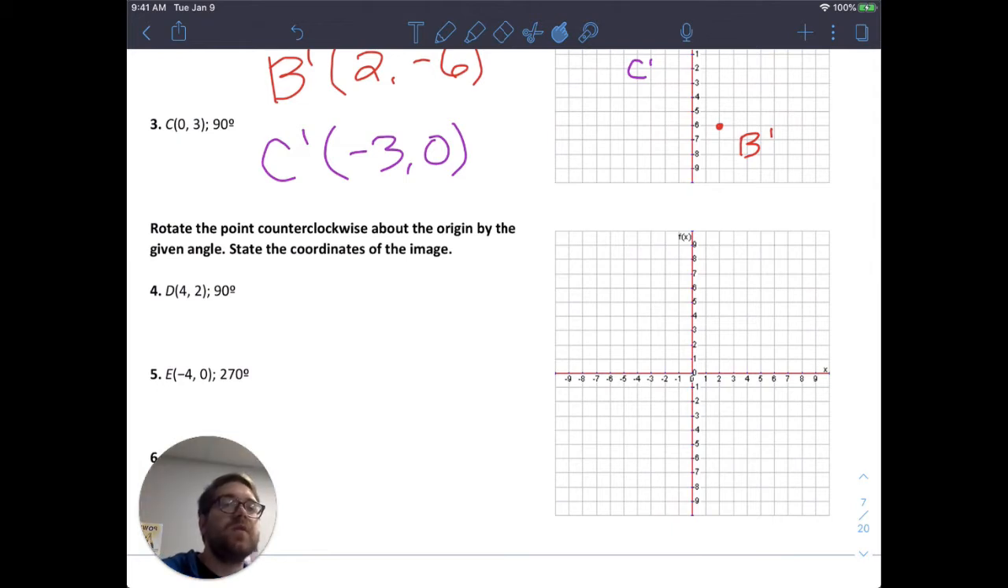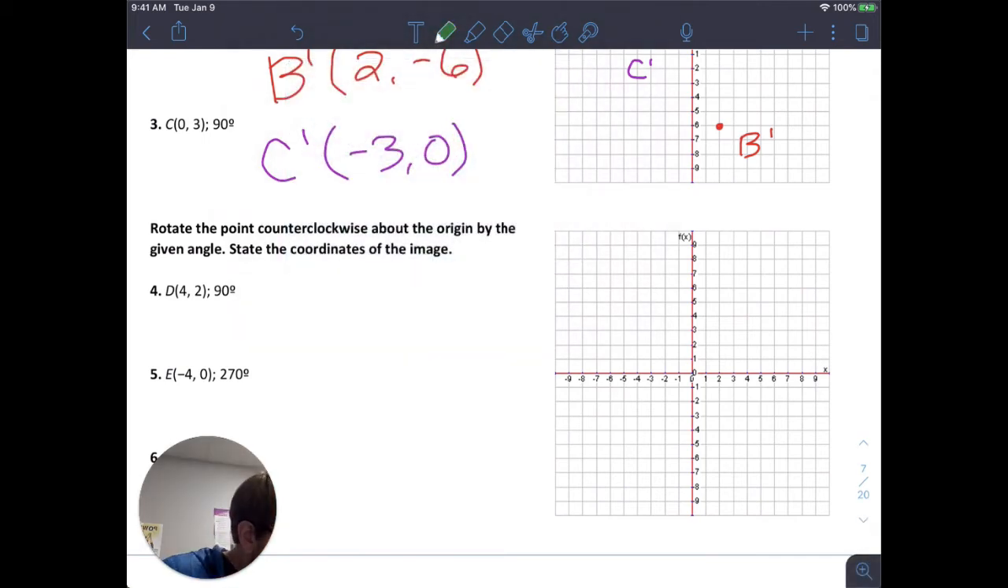Let's just do one more. We're going to skip a couple of these. Let's just do one more. We'll do number 5 here. E is at -4, 0, 270 degrees. So same instructions. Rotate the point counterclockwise about the origin by the given angle. And we'll state the coordinates for that.